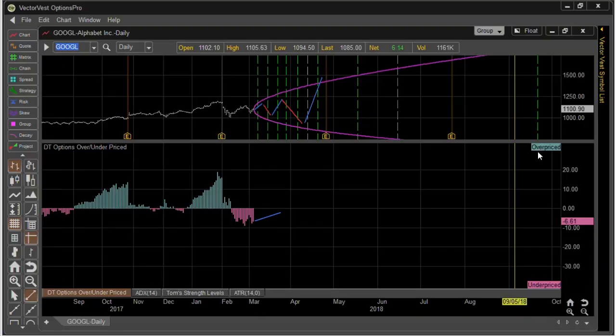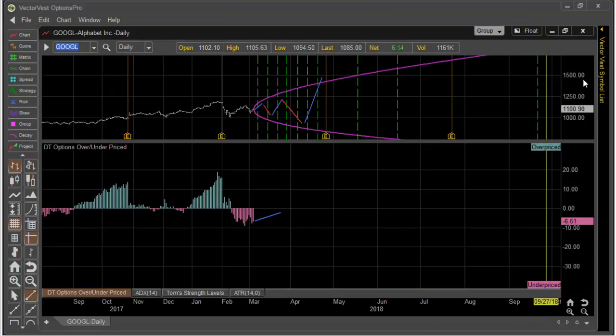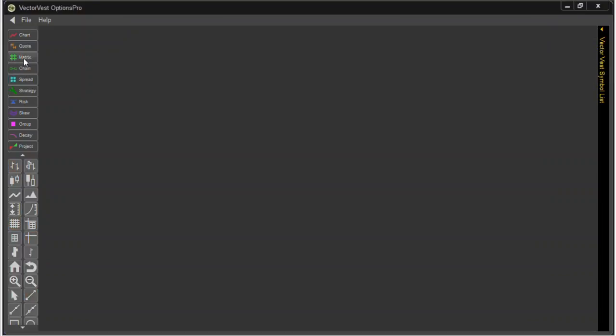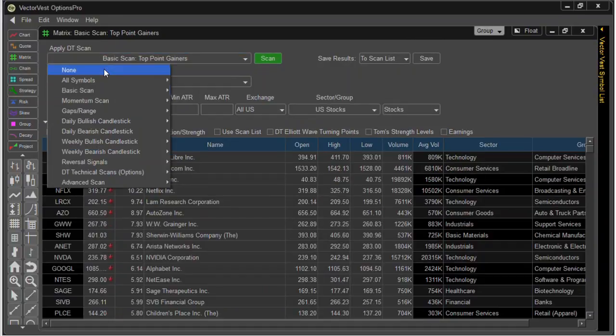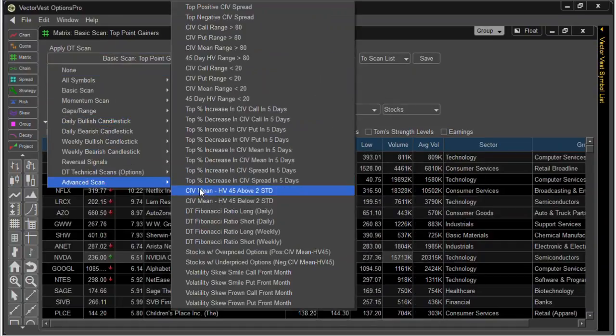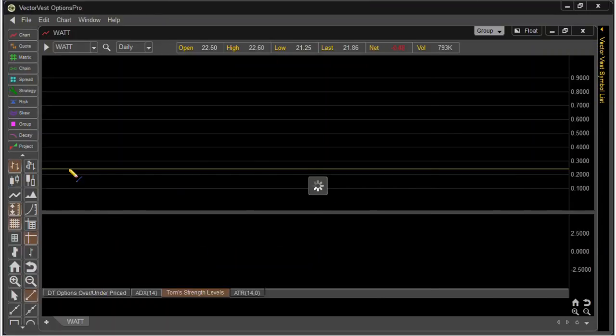And I'll tell you what, let's just do this. And while I'm doing that, let me actually scan for that. Matrix, advanced scan, CAV minus H4 envelope. Take a look. Here's Watt.